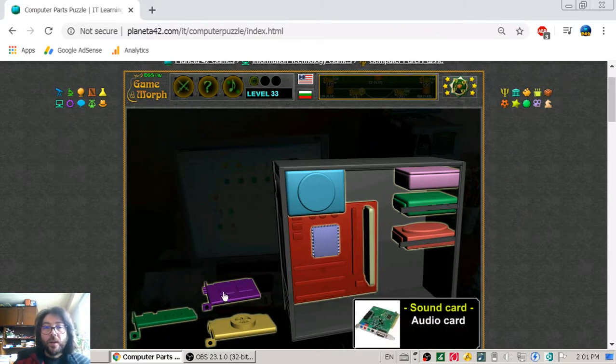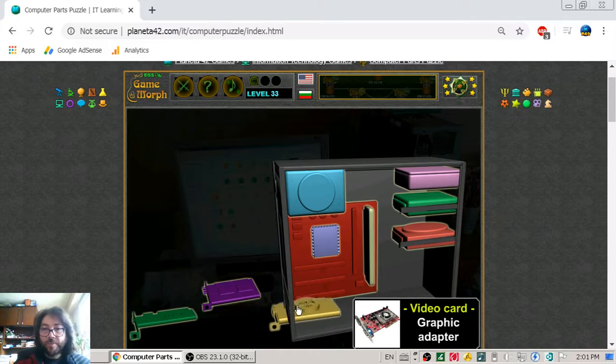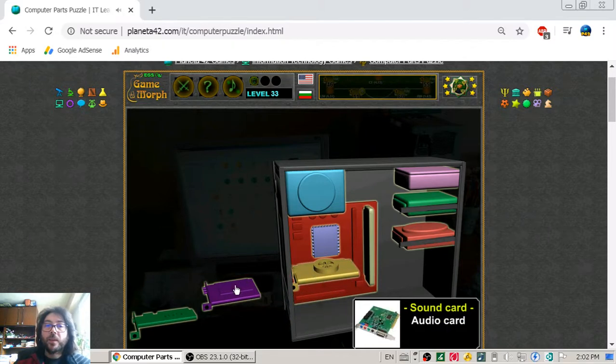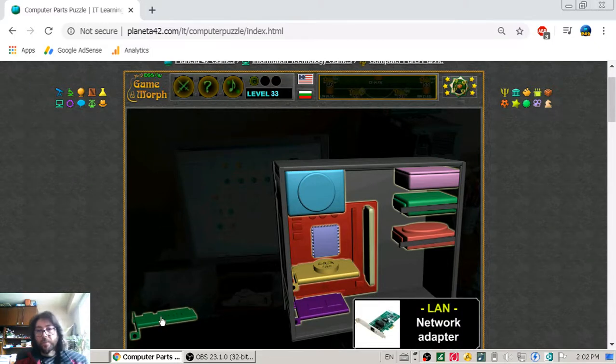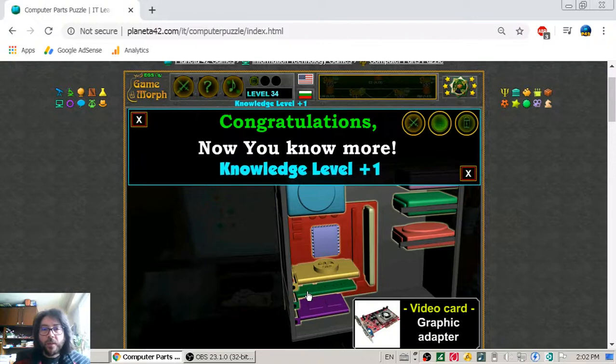And at the bottom we have these slots where we can place at least 3 hardware devices, of which the most important are the sound card, the network adapter LAN card, and the video card, which is most used for playing games. Let's see, we'll place the video, the graphic adapter here. The sound card will be at the bottom, and the LAN card should be at the middle.